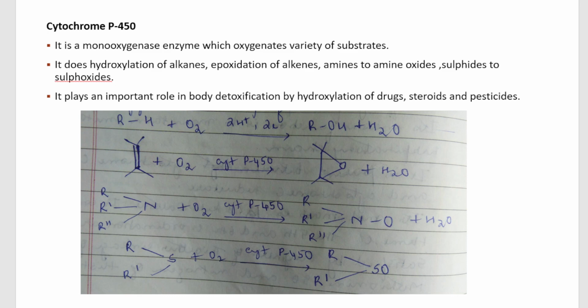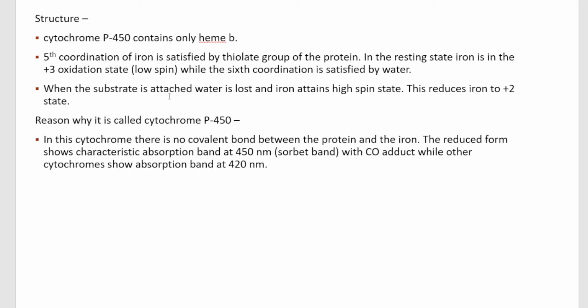from where it will get oxidized. So the fifth coordination is satisfied by the thiolate group of the protein, and in the resting state, that is when it is not carrying out any oxygenation process, the iron is in plus 3 oxidation state, in low spin, and at that time the sixth coordination is satisfied by water. Resting state, as in it won't be carrying out any function at that time. So the iron in the center will have plus 3 oxidation state and be in low spin.